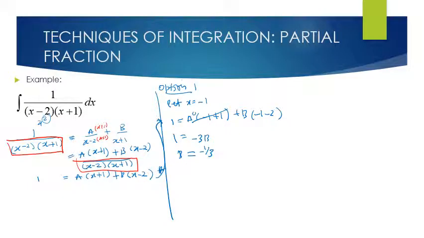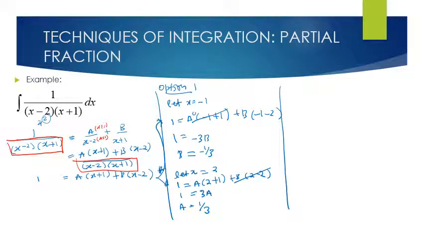Okay, and then we choose another value. Let x equal to 2. Just substitute the value here. 1 equals a(2 + 1) + b(2 - 2). Then we can simplify. This one, 2 minus 2, is 0. Then we have 3a equal to 1. So a equals 1 over 3. So from here, we can get the values for a and b.